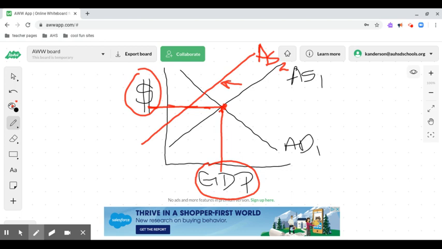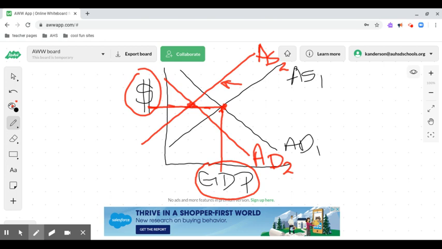Also, at the same time, aggregate demand has also decreased as more and more people are getting laid off, are quarantined, not going to work, and are nervous about their financial future. Aggregate demand has decreased.